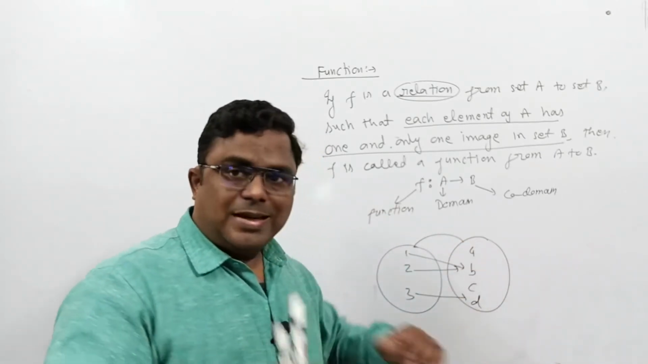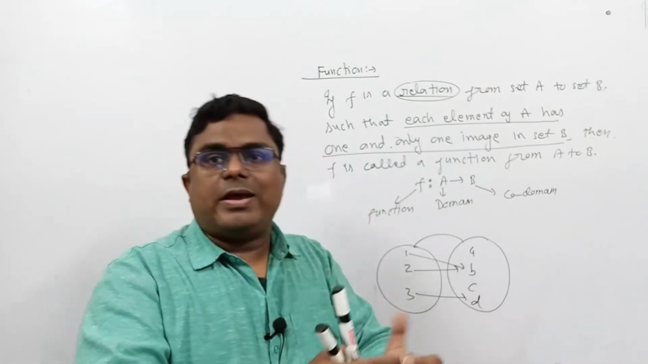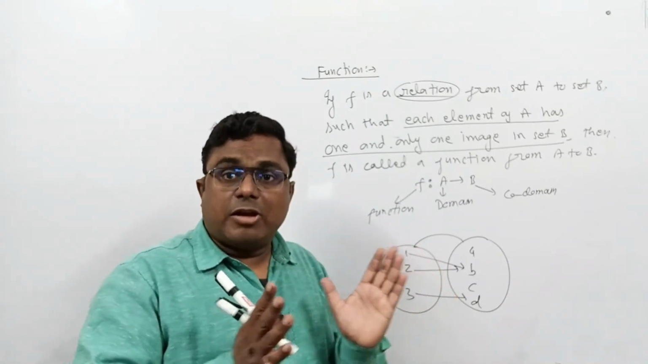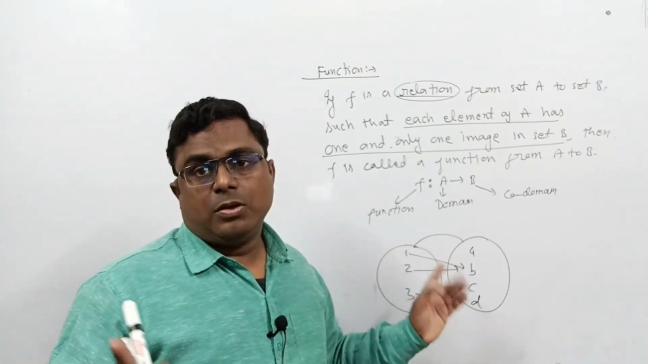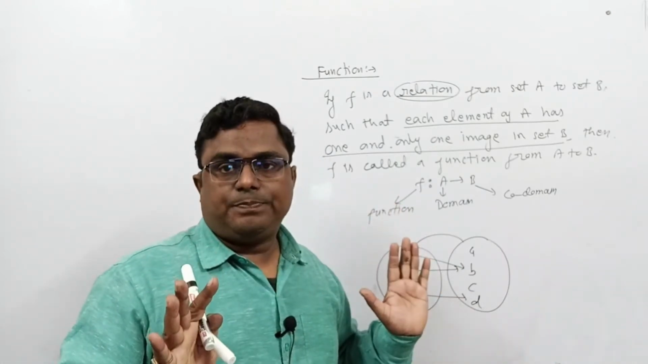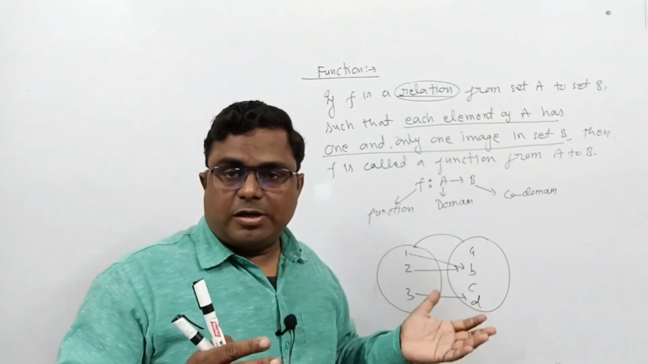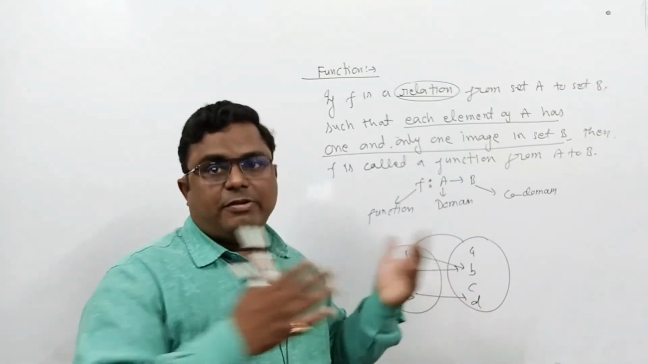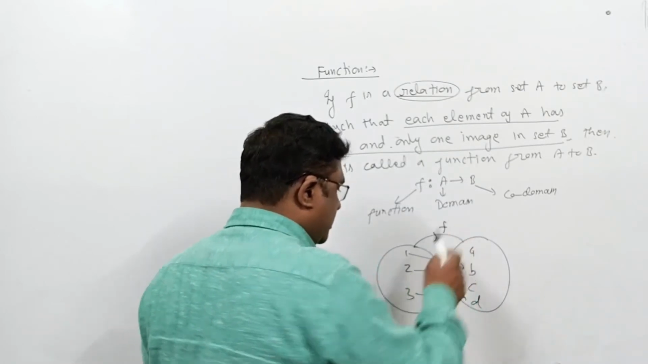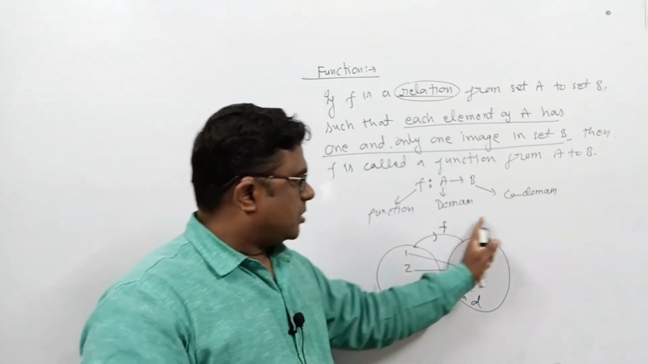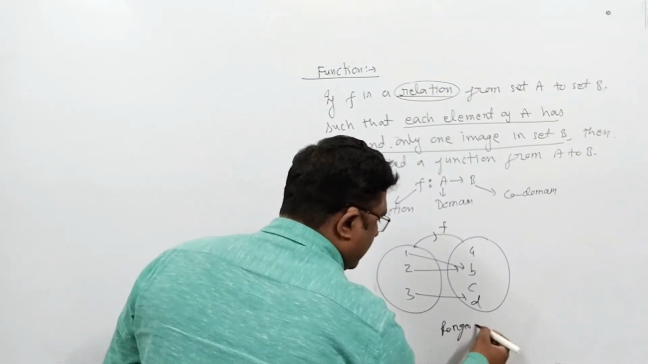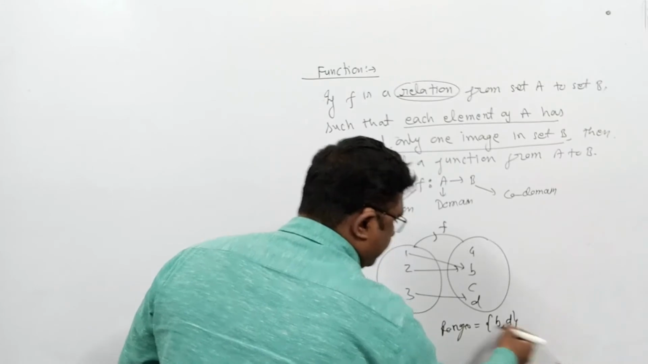On this side, any element can receive any number of arrows. But from this side, no element can release 2 or more arrows. Each element has to release maximum 1 arrow only. If it is releasing more than 1 arrow from this side, it will not be a function. So this is a function, and in this case, this is the domain. And what is the range? Range of this function is {B, D}.